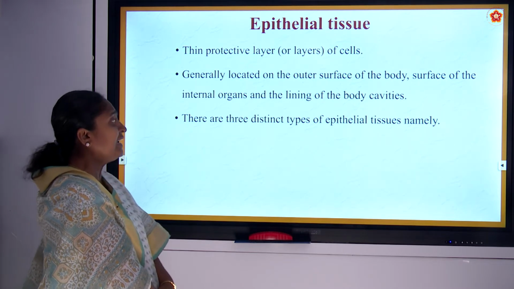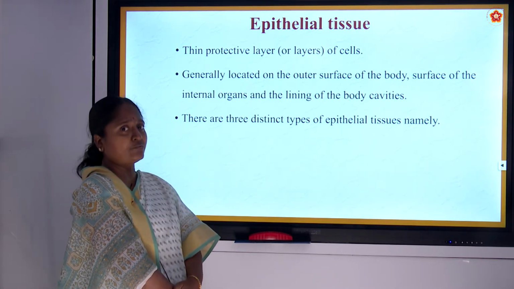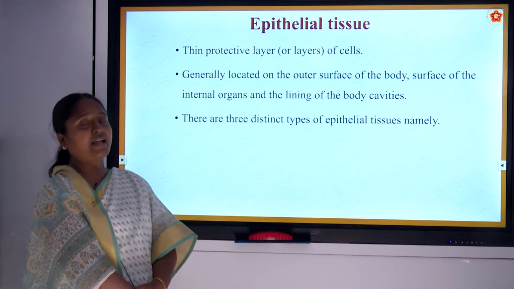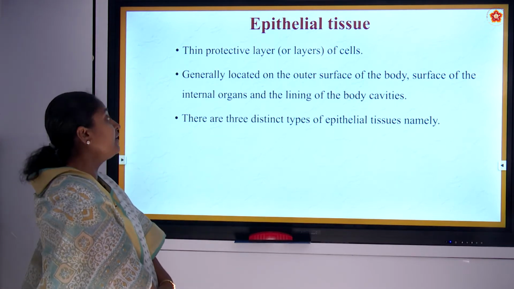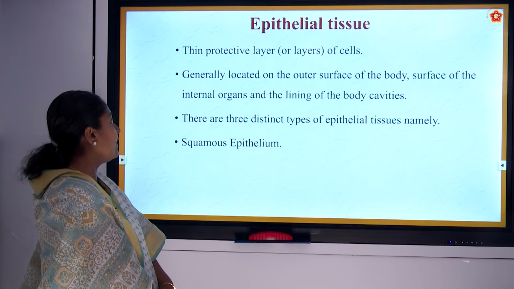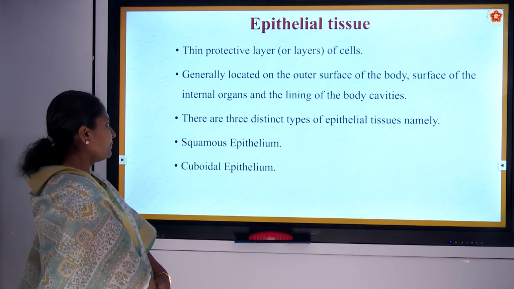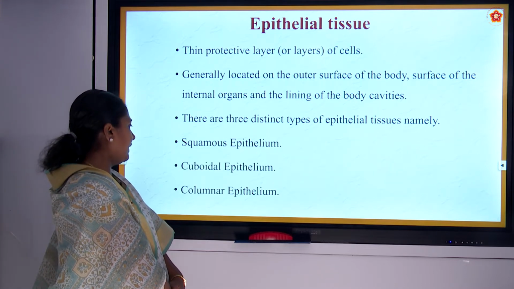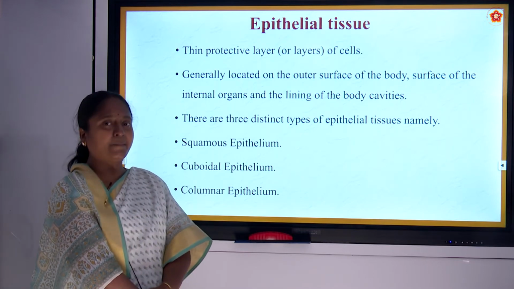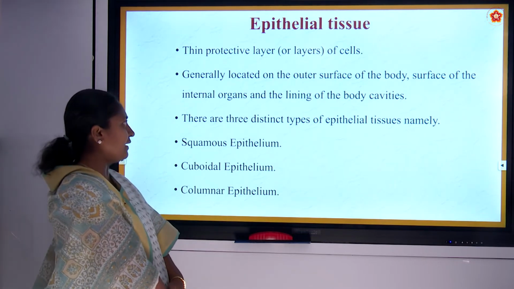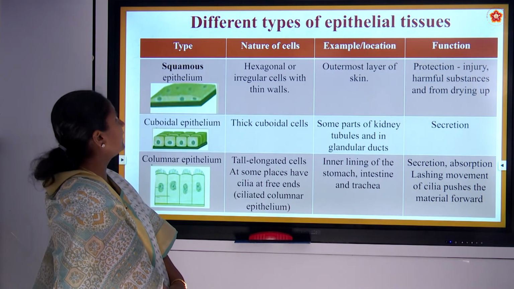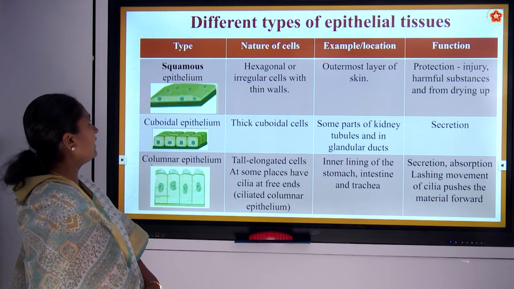There are 3 distinct types of epithelial tissue. Epithelial tissue is also a type of animal tissue. In that also 3 different types are there. They are squamous epithelium, cuboidal epithelium and columnar epithelium. All these epithelia we will see one by one. First, we will see the squamous epithelium cells.